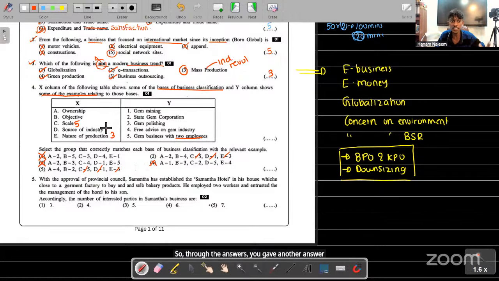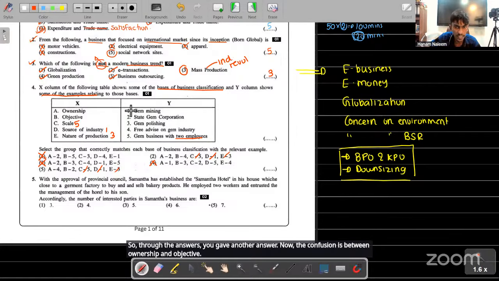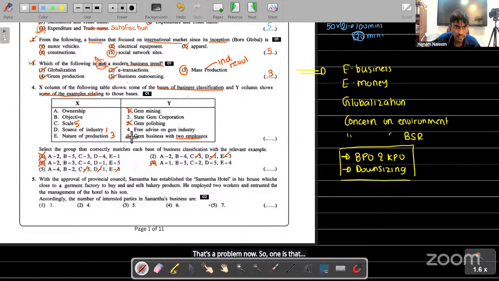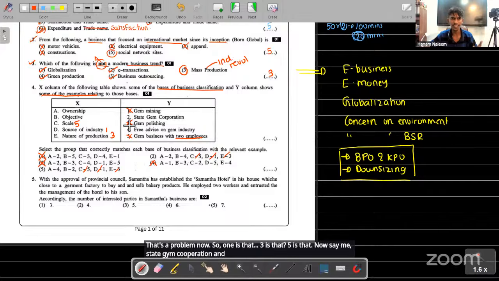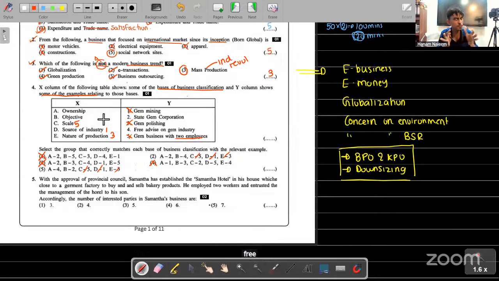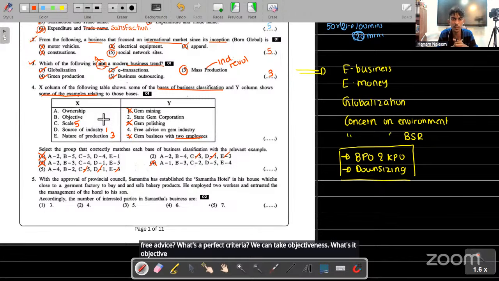Now, the confusion is between ownership and objective. That's a problem. So 1 is done, 3 is done, 5 is done. Now tell me, state gem corporation and free advice on gem industry. This seems a bit easy. You provide something for free. So is it ownership or objective based? Free advice? What's a perfect criteria? We can take objective. So what's the objective?